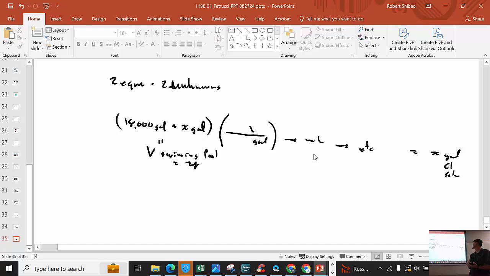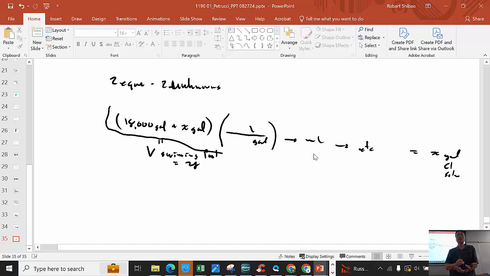So what I did was I skipped a step, and I just plugged in the equation y is equal to 18,000 gallons plus X for the volume of the swimming pool, which is y. And then I changed the answer. The final answer is going to be X gallons of chlorinating solution. That's going to be the total volume. So this is going to be my one equation.